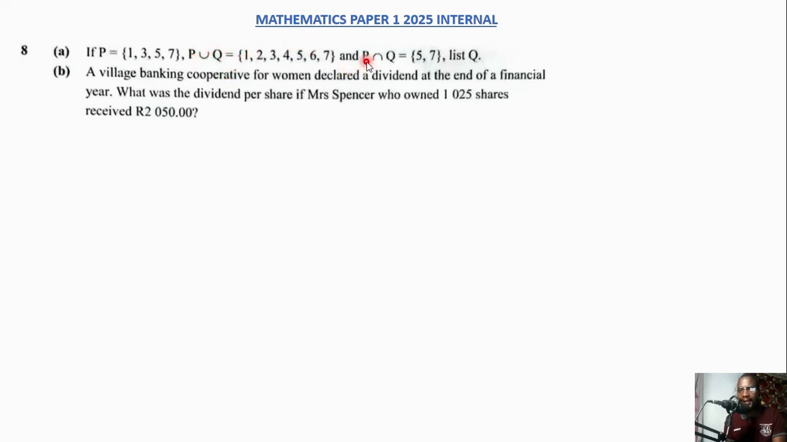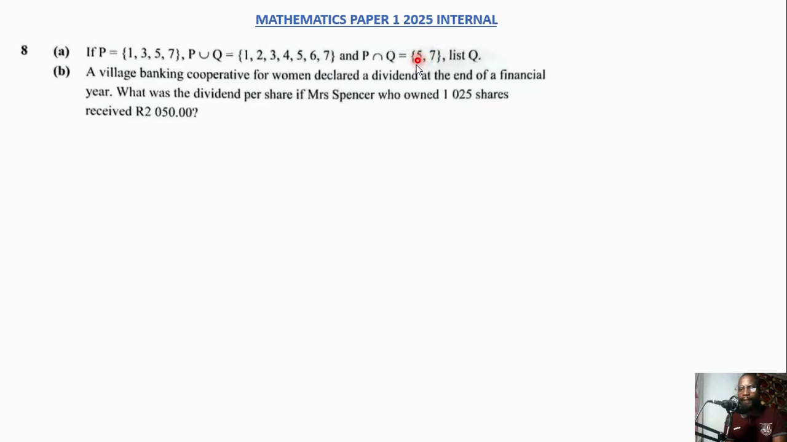But when they say intersection, they're saying what is found in P also being found in Q is this. Please understand that. That is very important. You should understand the difference between intersection and union. Union means everything in P and everything in Q. But intersection means what is found in P and also found in Q. Intersection means that.